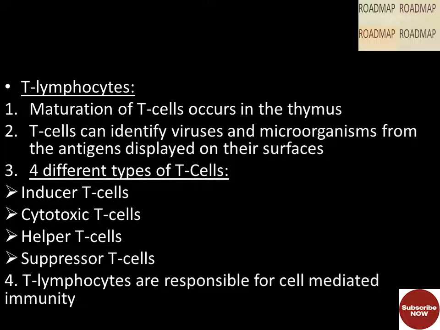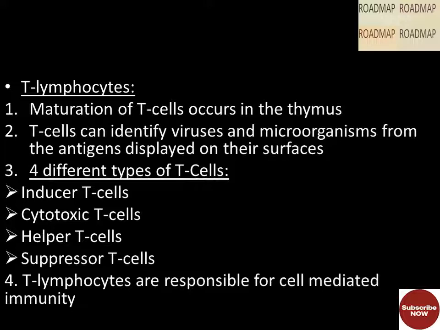Now coming to the T lymphocytes. What exactly are T lymphocytes? The maturation of T cells occurs in the thymus, and so it is named as such. T stands for thymus because it occurs in the thymus. And the T cells can identify viruses and microorganisms from the antigens which are displayed on their surfaces.